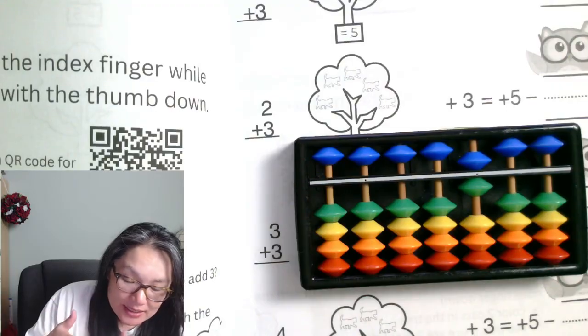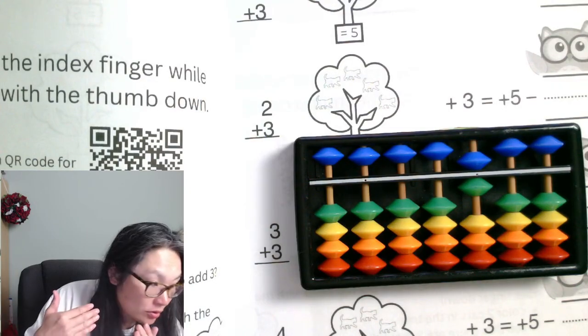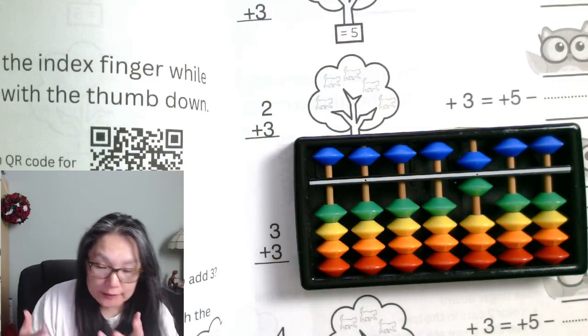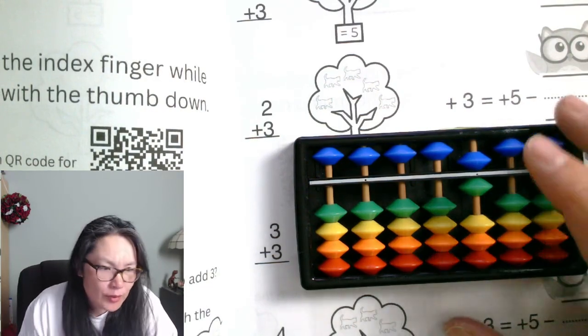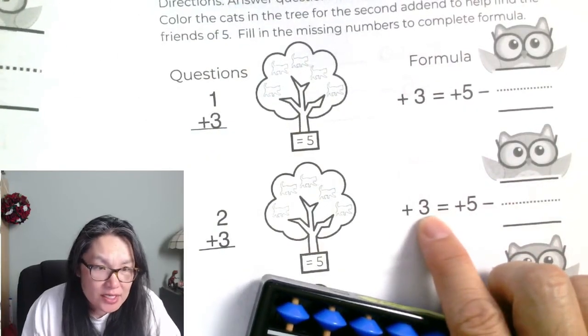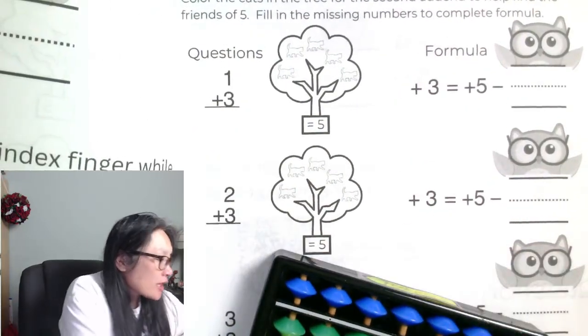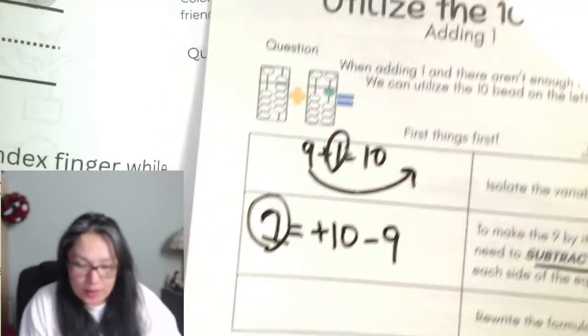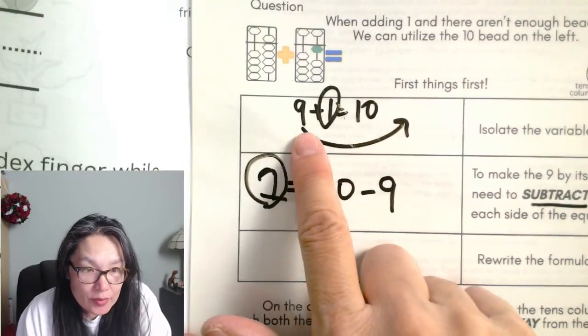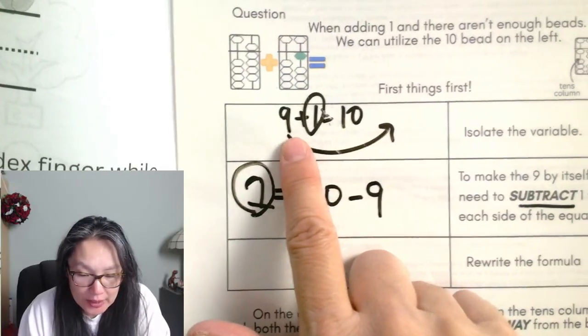But see, the thing is, abacus starts the algebra methodology or framework. Why? Because what we do, if you notice, is we isolate the variable. So that's when I started off with this here. We're going to isolate the variable. That's an algebraic term, right?